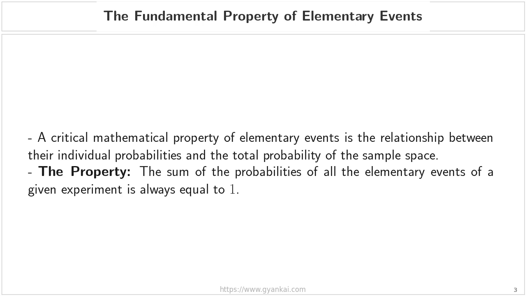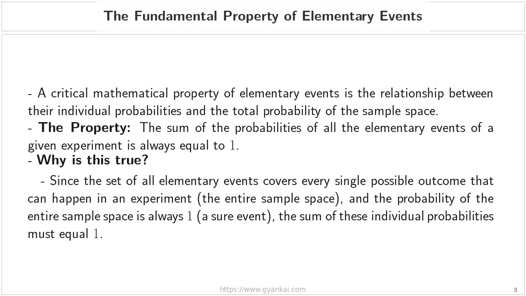Here is the core property you need to memorize. The sum of the probabilities of all the elementary events in any given experiment is always equal to 1. Now you might be wondering, why is this true? It's actually quite logical. Think back to our definition of the sample space. The collection of all elementary events, when put together, covers every single possible outcome that can occur in our experiment. In probability, we call the entire sample space a sure event, and the probability of a sure event is always exactly 1. Therefore, if you add up the probabilities of every individual piece that makes up that space, the total must equal 1.